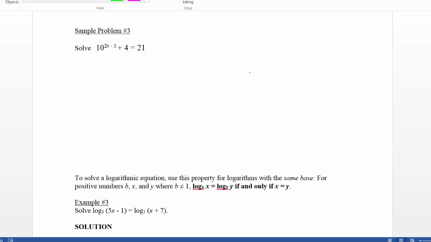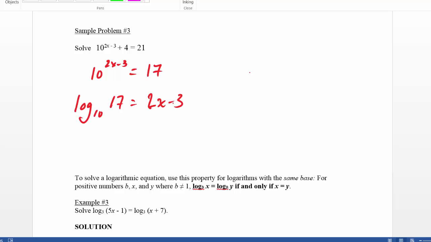Okay, in sample problem number 3, we have an exponential on the left side, a numerical value on the right side, but we've got a little bit more going on with the exponential, so we've got to isolate that first before we can start rewriting it as a log. So we're going to subtract 4 from both sides before we do anything. And now we can rewrite this as a log.